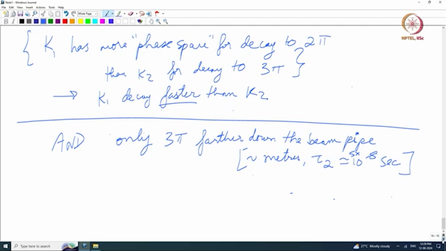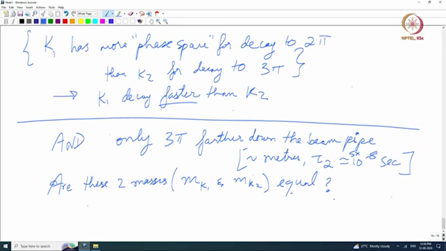At this point, let us take a very small digression to understand something about these eigenstates, okay. So this is where I am going to ask, we saw this K1 and K2, right, these two CP eigenstates. Are these two masses, the mass of K1 and the mass of K2, are they equal? Is there any reason for them to be equal? And the answer is they need not be equal.